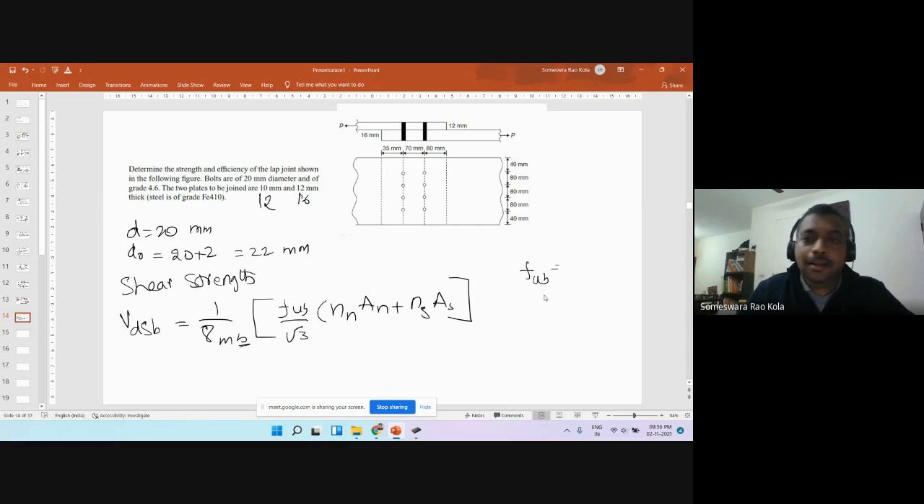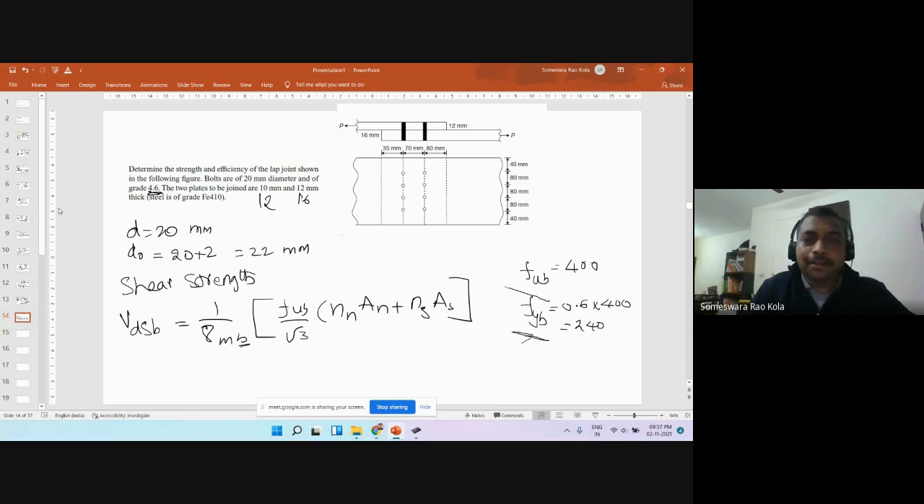Now, look at this: 4.6. f_ub will be 400. The information is coded in this 4. And then, what is the yield strength of this bolt? Let me write that as f_yb, 0.6 times 400, which is 240, right? So this grade has this information: ultimate tensile strength as well as yield strength.